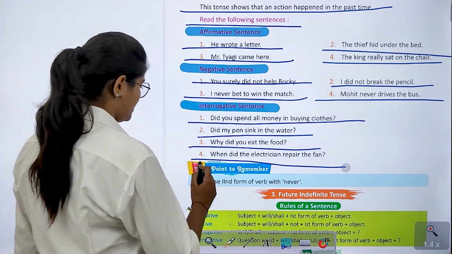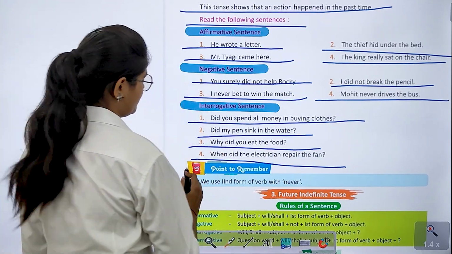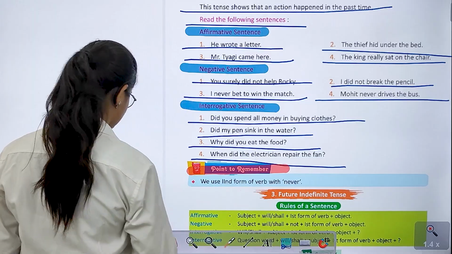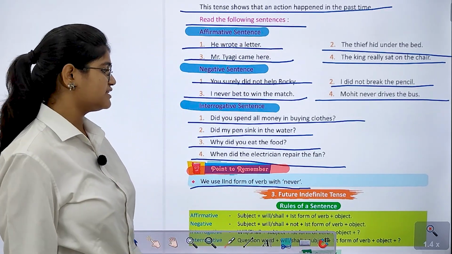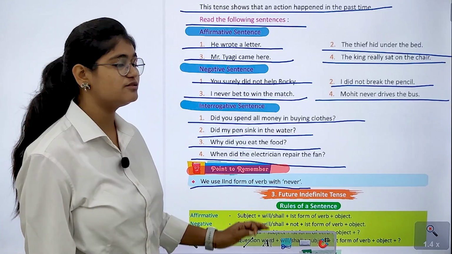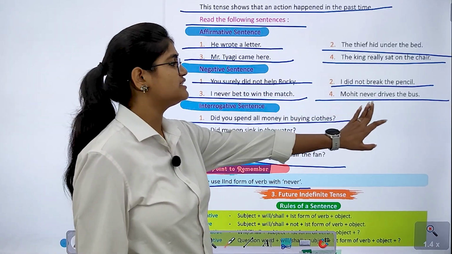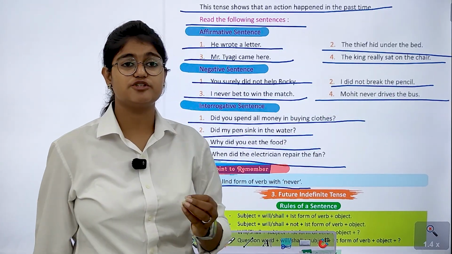Next we have again a point to remember, which says we use the second form of the verb with never. That is, whenever we use the word never in a sentence, we use the second form of the verb with never.